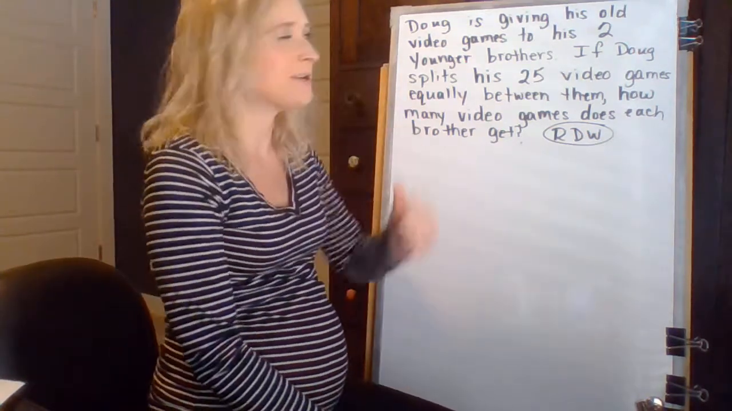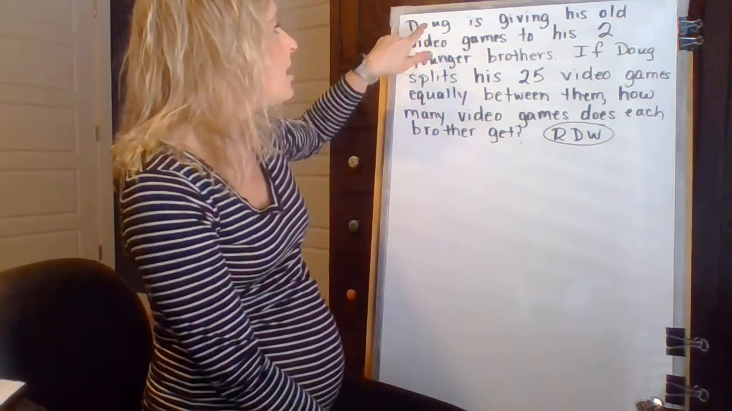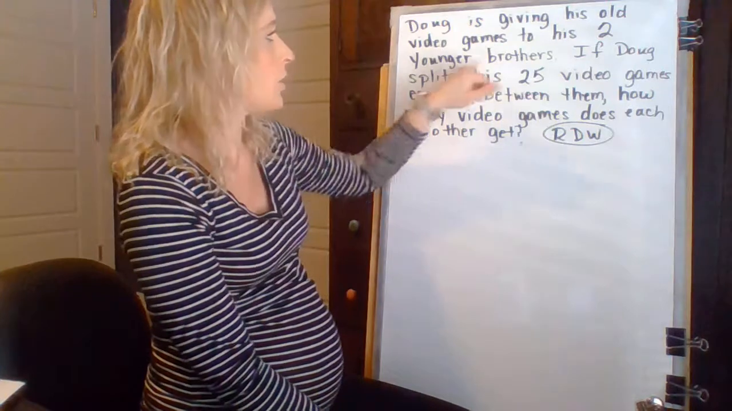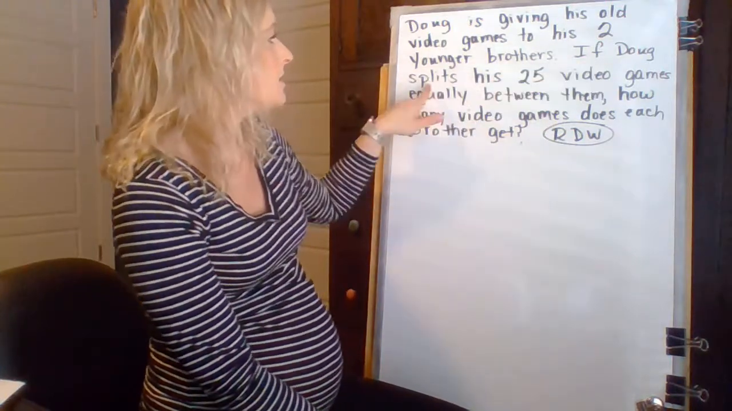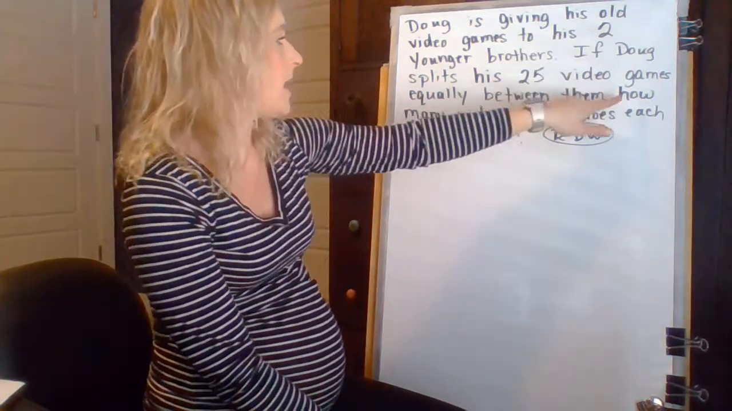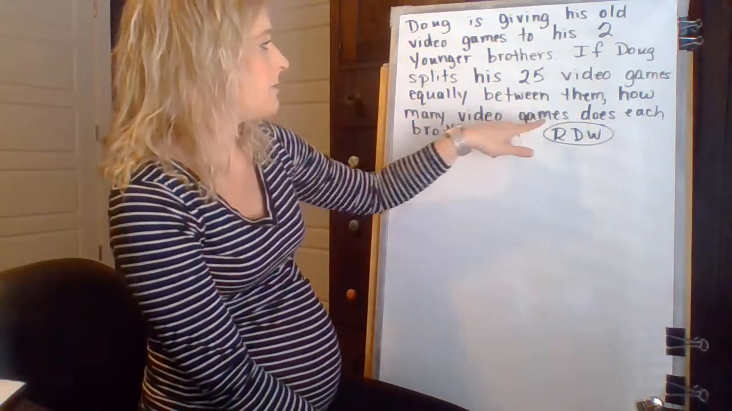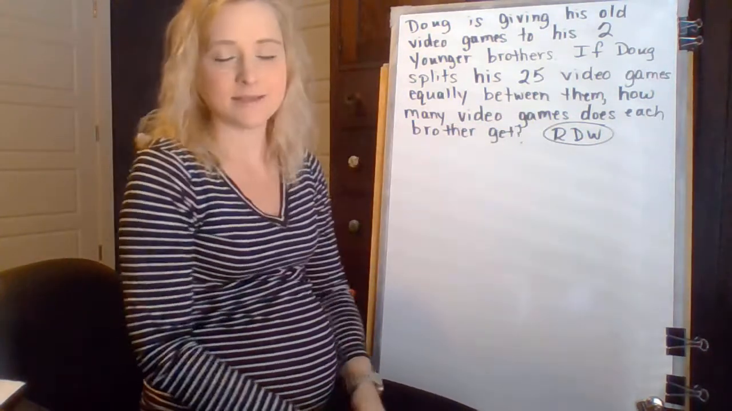Okay, so let's just read the story and you'll see what I mean. Doug is giving his old video games to his 2 younger brothers. If Doug splits his 25 video games equally between them, how many video games does each brother get?